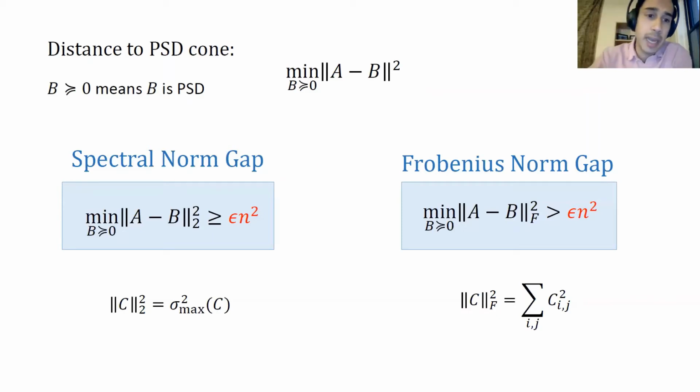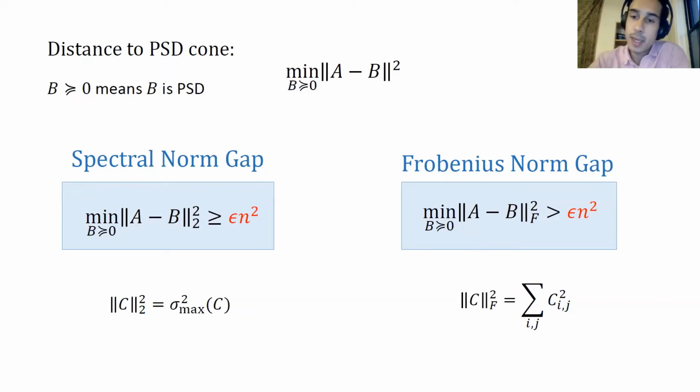So the spectral norm gap says the distance from A to the nearest PSD matrix B in spectral norm squared is at least epsilon n squared. And recall here that the squared spectral norm is just the square of the largest singular value of the matrix. If we instead use the Frobenius norm, we get the following definition, which is that the distance from A to the nearest PSD matrix B in Frobenius norm squared is at least epsilon n squared.